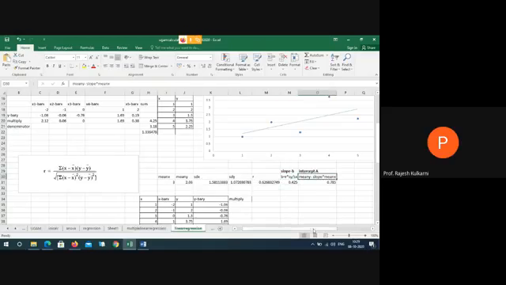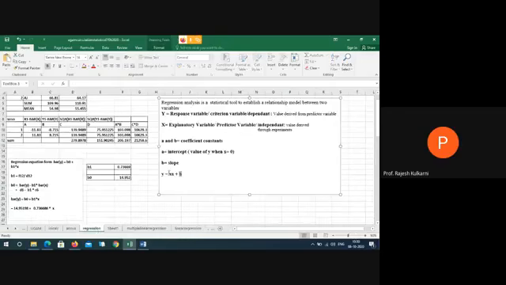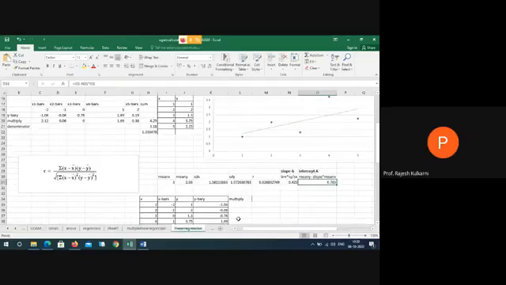Now similarly, tell me the formula for intercept. It is the mean of Y minus slope into mean of X. What is the value of mean of Y? 2.06. What is the value of slope? We just calculated it, 0.425. What is the value of mean of X? 3. So now we calculated the intercept. It means we can represent this as y is equal to ax plus b.